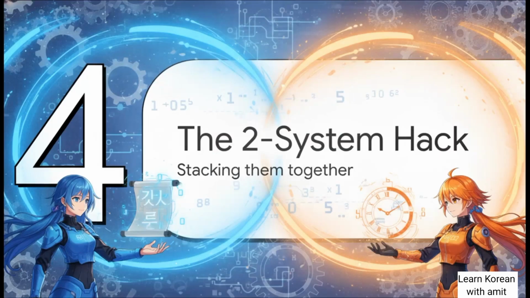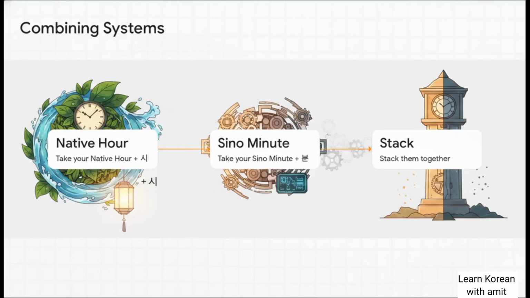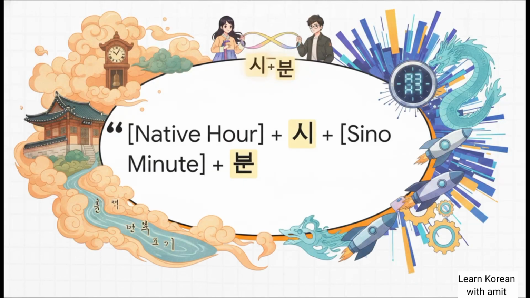Okay, part 4, the two-system hack. So how do we combine them? It's literally just 3 easy steps. Step 1, you take your native hour and add si. Step 2, you take your Sino minute and add bun. Finally, step 3, you stack them together, native hour first, followed immediately by the Sino minute. It really is like revealing a linguistic magic trick. Treating this like a math formula really shows you exactly what's happening under the hood.